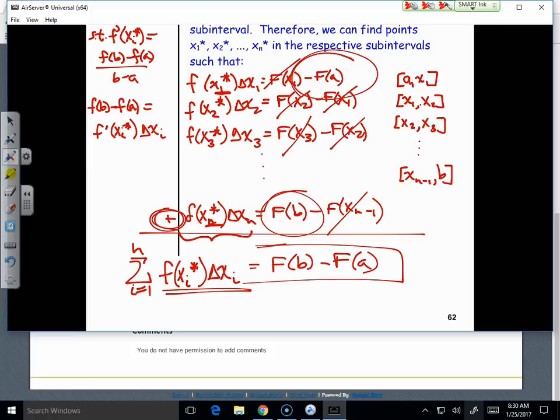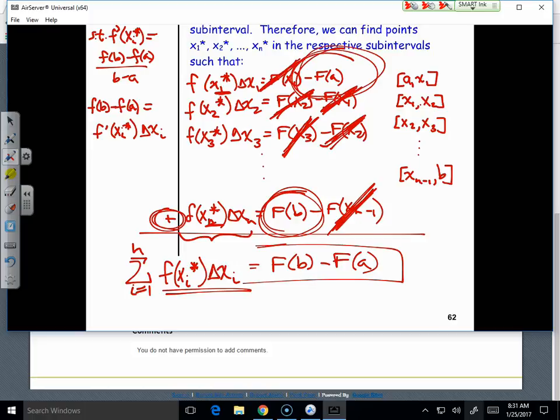Now, when we add these up, do you guys notice that there's a positive f of x1 and a negative f of x1? They cancel out. A positive f of x2 and a negative f of x2, they're going to cancel out. Everybody is going to cancel out all the way down to the very end. He cancels out, but this guy remains. This guy remains. So we can do a sum of 10 rectangles and still get f of b minus f of a, or a sum of 100 rectangles, sum of 1,000,000 rectangles.